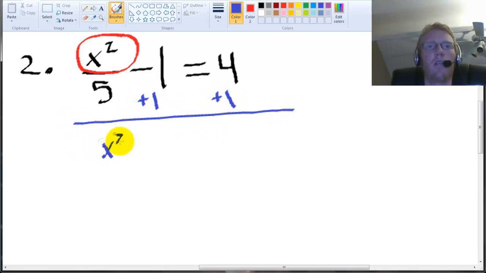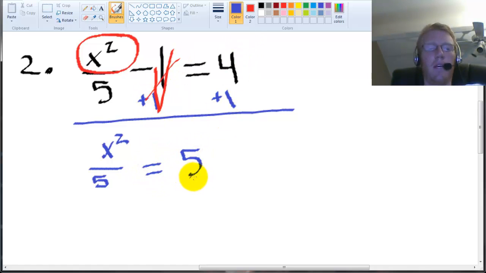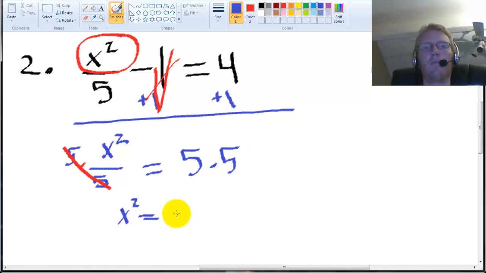So that's going to give us x squared over 5. That's the first part here. The 1's cancel out. Equals, what's 4 plus 1? 4 plus 1 is 5. Okay, now we're going to multiply both sides by 5. So I'm going to go times by 5. Again, remember to write the times 5 in the numerator, not in the denominator. That's just good practice. So times 5 in the numerator, such that these two guys cancel. So now we've got x squared equals 5 times 5, which is 25.